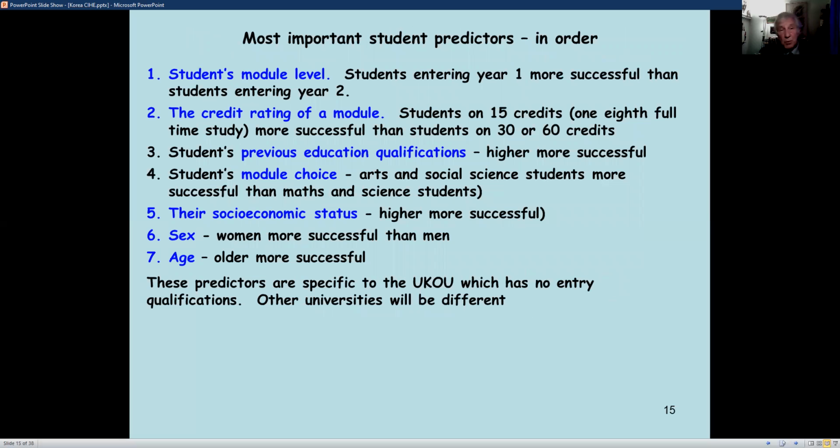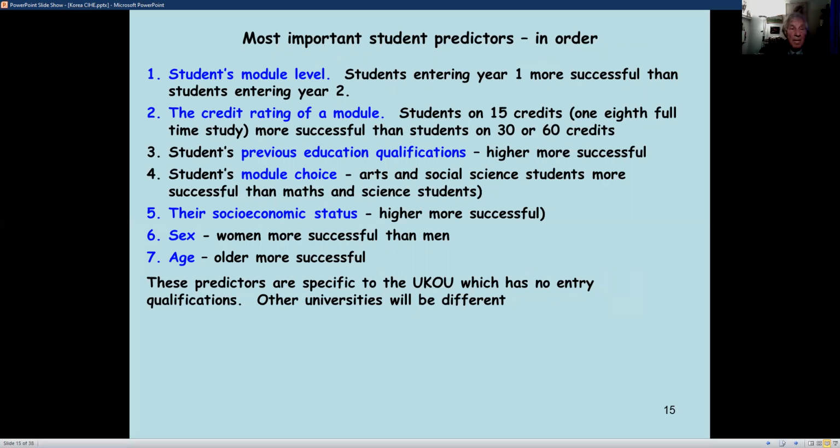The most important predictors, in order of importance, were the student's module level. Students entering year one of a module were more successful than students entering a year two module. Secondly was the credit rating of a module. Students on 15 credit modules, that's roughly 1/8 of full-time study, were more successful than students on 30 or 60 credits.